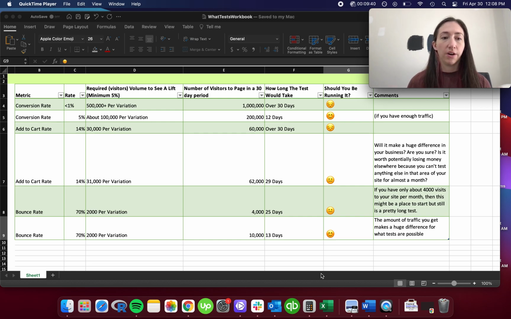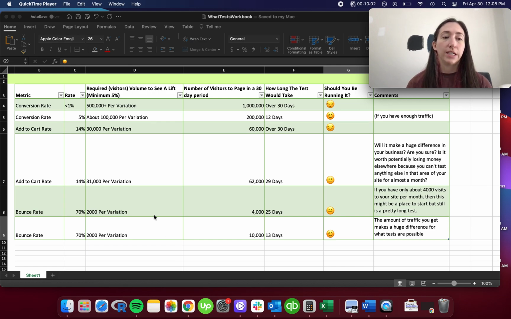Okay, so there's a pretty good baseline to decide what sort of metrics you should be testing and where you should be testing on your site. And that's to do with pre-testing. So you should be running pre-tests on any test that you're thinking about running to know how long it'll take you to reach significance and how much traffic that's going to cost you.